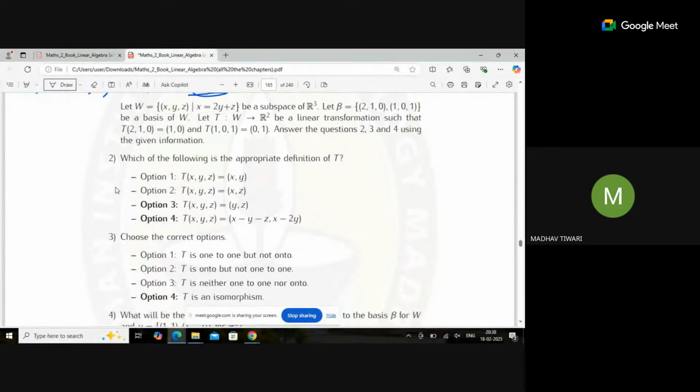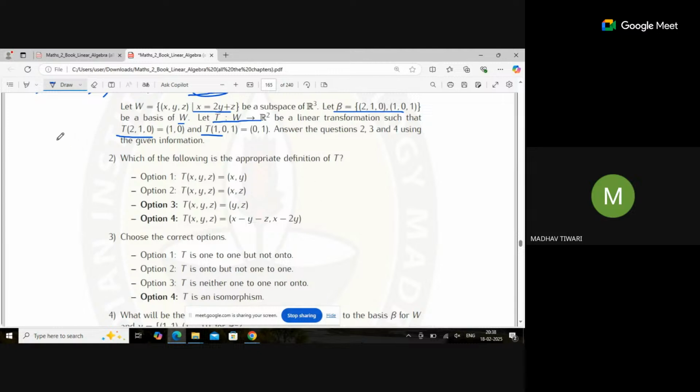Now let's consider another vector space, given as W: all points (x, y, z) that can be written in this form. We are given a basis for W, and we are given a linear transformation such that we transform the first vector like this and the second like this. Now we have to find the general form of this transformation. How can we find it?